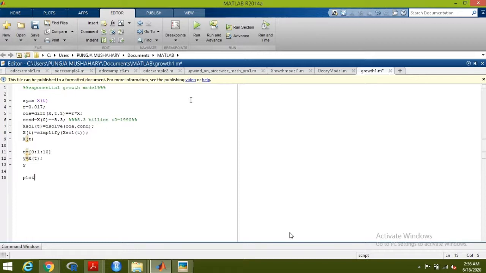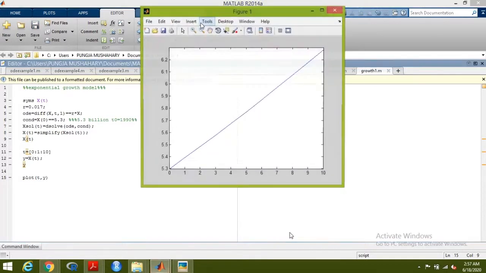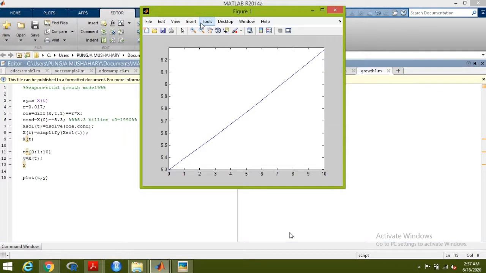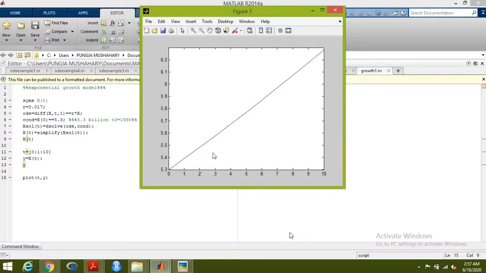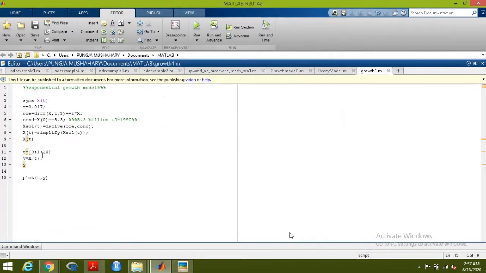Okay, now let us try to plot x comma y. So let us run and see. Okay, you see this 5.3 billion, 5.4 billion, it keeps on increasing here. That means 0 is 1990 and 1 is 1991, 1992. It keeps on increasing. So according to the year, the population also increases. So now let us check here.